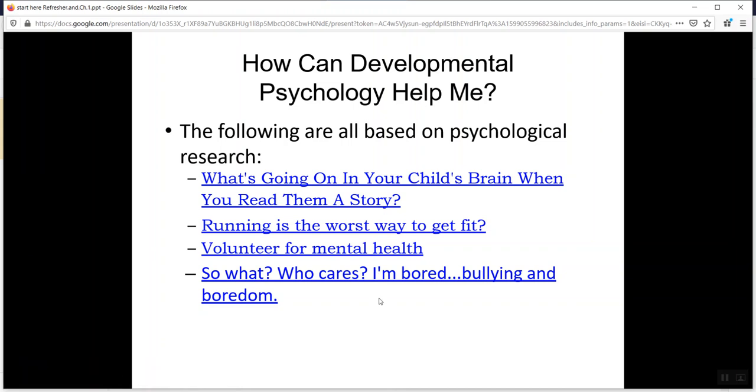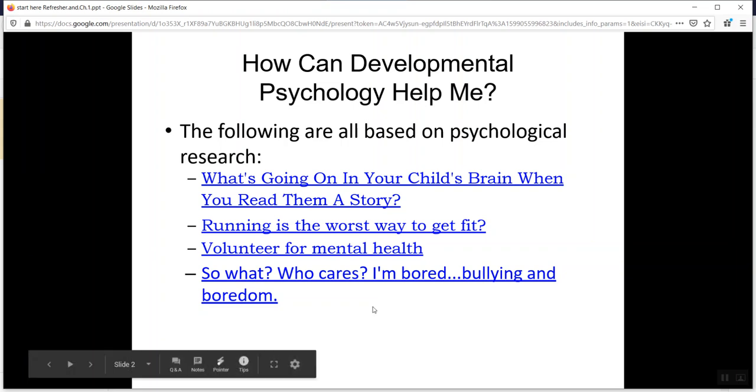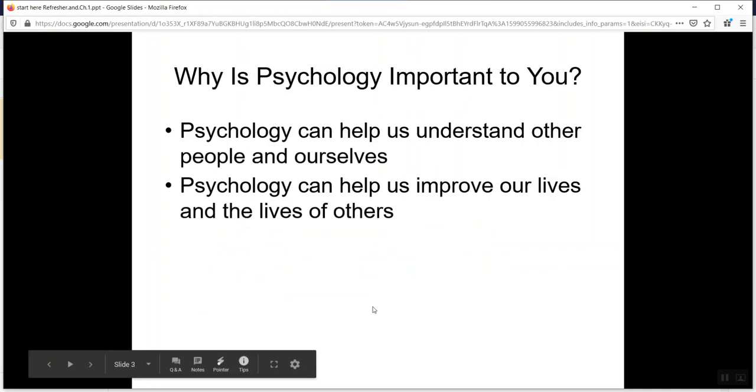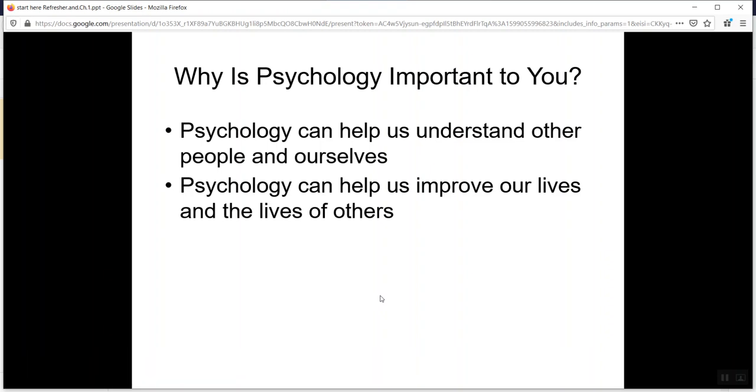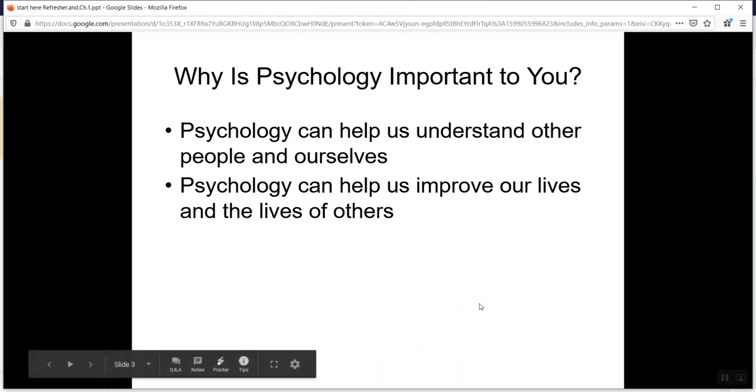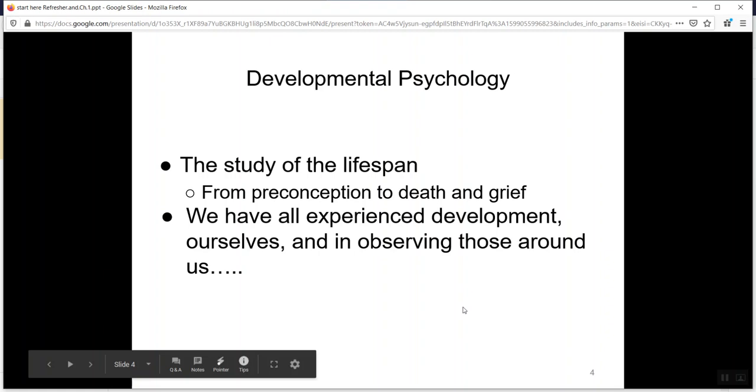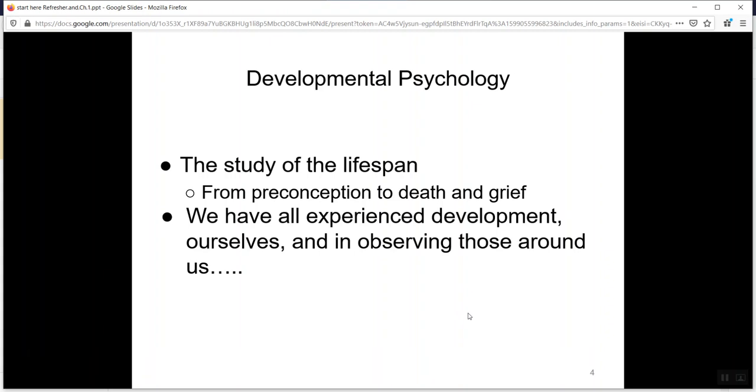Okay, so we're going to talk today about the basic principles of research and how they can help us understand developmental psychology. So we know that psychology can help us understand other people, help us understand ourselves and relationships. And really, one of the main goals of psychology is to help improve our lives and the lives of others around us. Developmental psychology is, as you probably read in your textbook, the study of the lifespan from preconception to death, dying, and bereavement. And we will talk about all of those specific stages as we go.